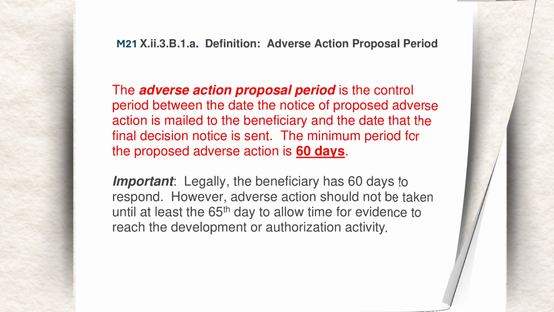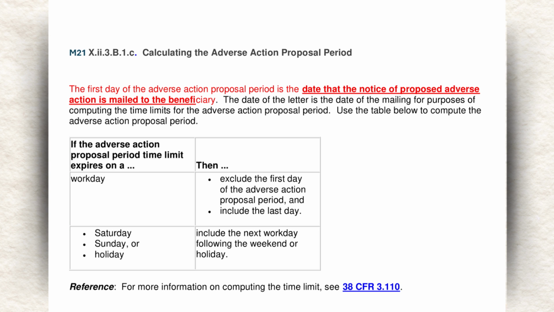Move right along, slide number 2. This M21-1 manual reference talks about calculating the adverse action proposal period. The first day of the adverse action proposal period is the date that the notice of proposed adverse action is mailed to the beneficiary. Same thing, right? We look at a lot of these M21-1 manual references, they kind of overlap in some of the information, okay? But all of them are not talking about the same exact thing in the body.